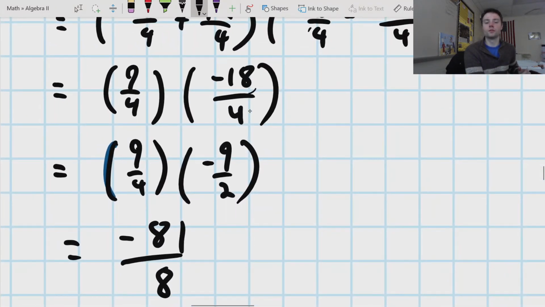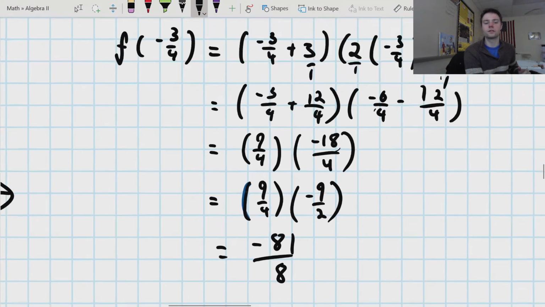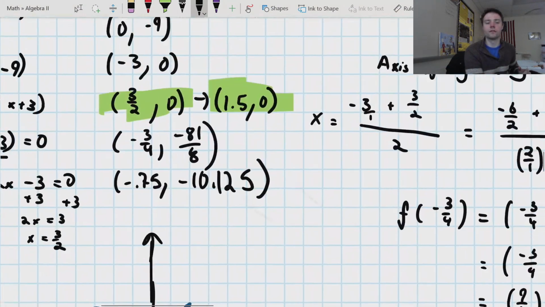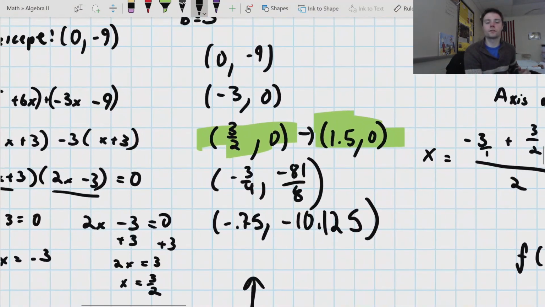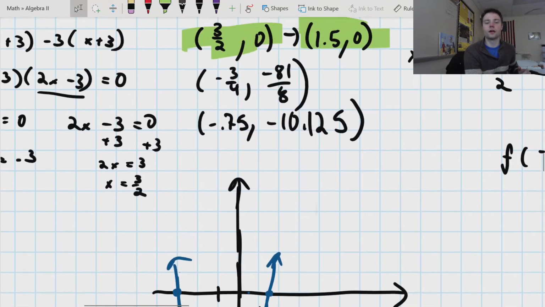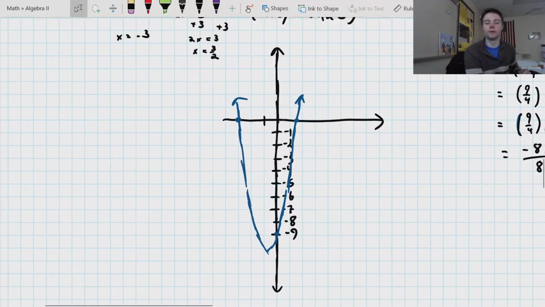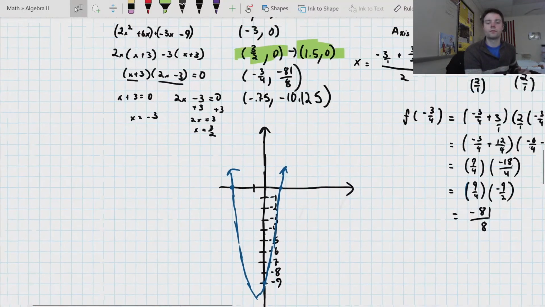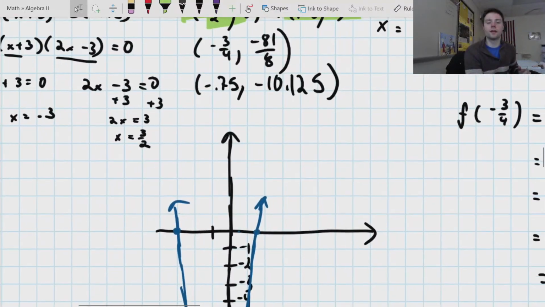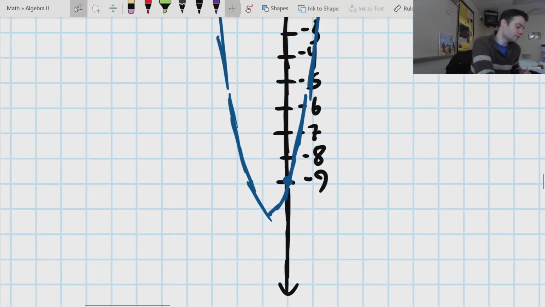So from here, I start to multiply, but first I reduce this fraction. So I did -18 divided by 2 and 4 divided by 2, so that gave me -9 over 2. And then I did 9 times -9, and then 4 times 2, which 9 times -9 is -81 over 8, okay? So that gave me -10.125. So I took all these different values, and I plotted them, okay? So -3/4, -81 over 8 is down here.